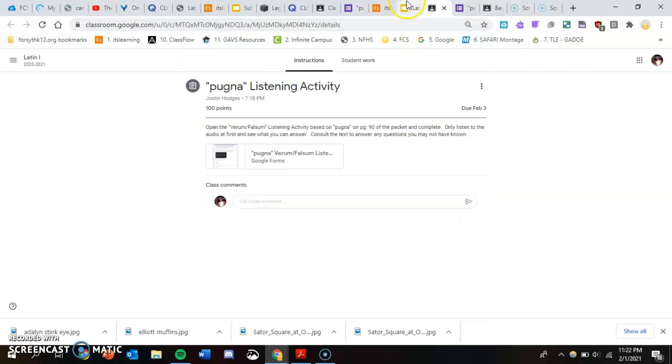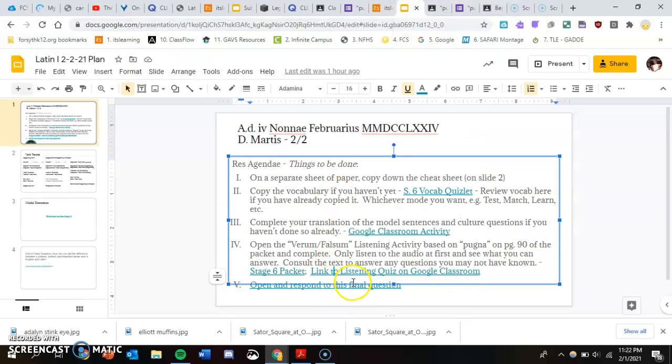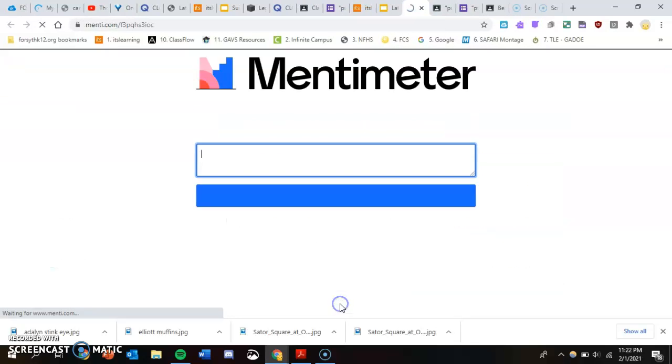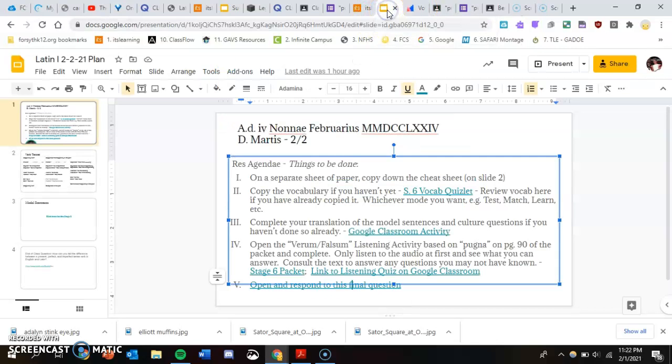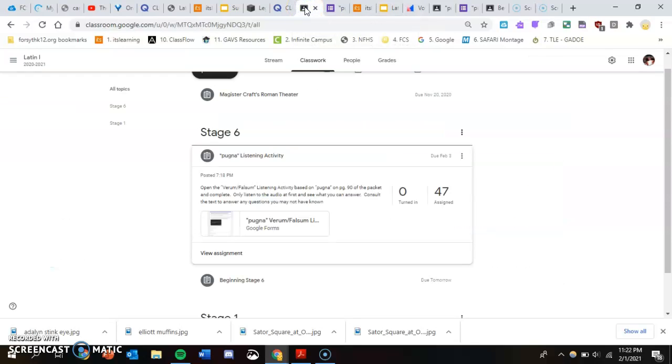Once you get that done, that leaves the last thing here, which is to open and respond to this final question, asking you in your own words to tell me the difference between a present perfect and imperfect tense Latin verb. If all of that is done, then you are in really good shape. I will use the time I have left to go over the model sentences, if we haven't done so already.